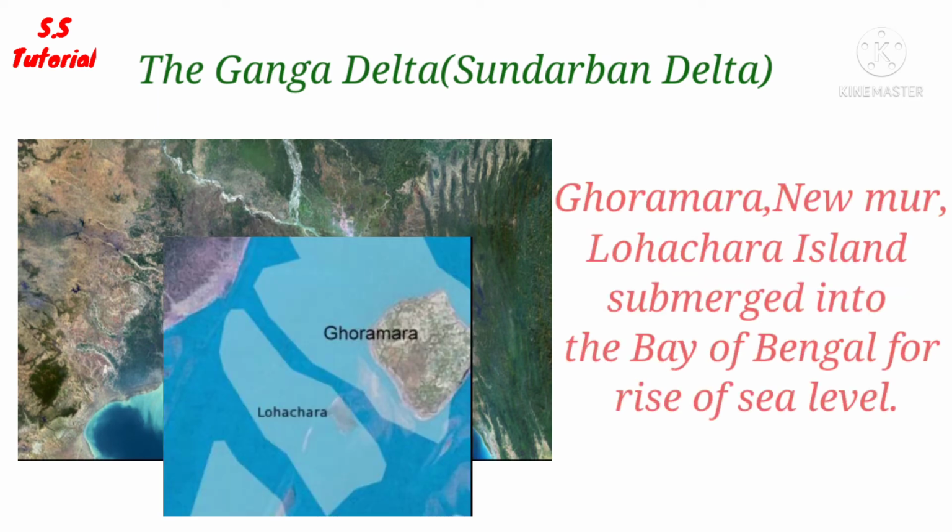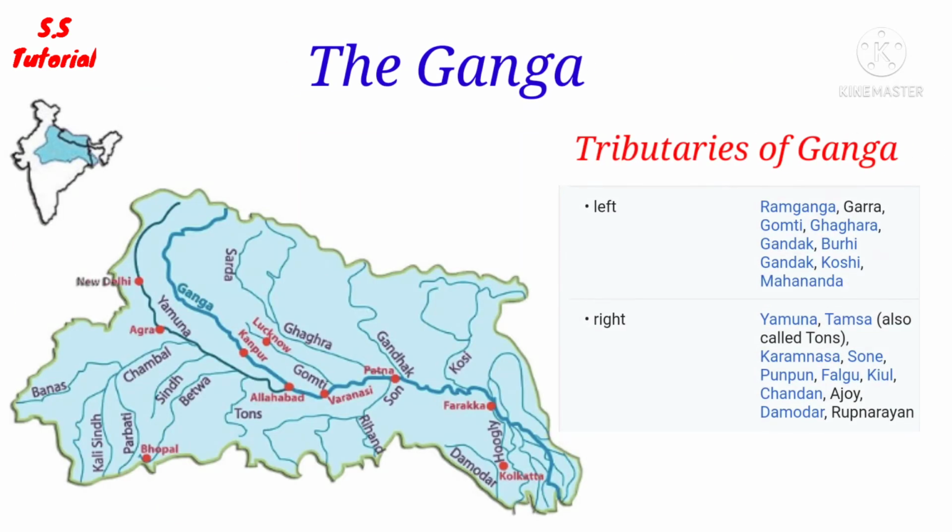Here we must know that 3 islands, namely Ghoramara, Newmoor and Lohachar Island, submerged under the water due to the rise of sea level. The Ganga has innumerable tributaries. Most important are Yamuna, Damodar, Son, Phalgu on the right side, and Ramganga, Gomati, Gandak, Kosi, Mahananda on the left side. Let's know about important tributaries of Ganga.